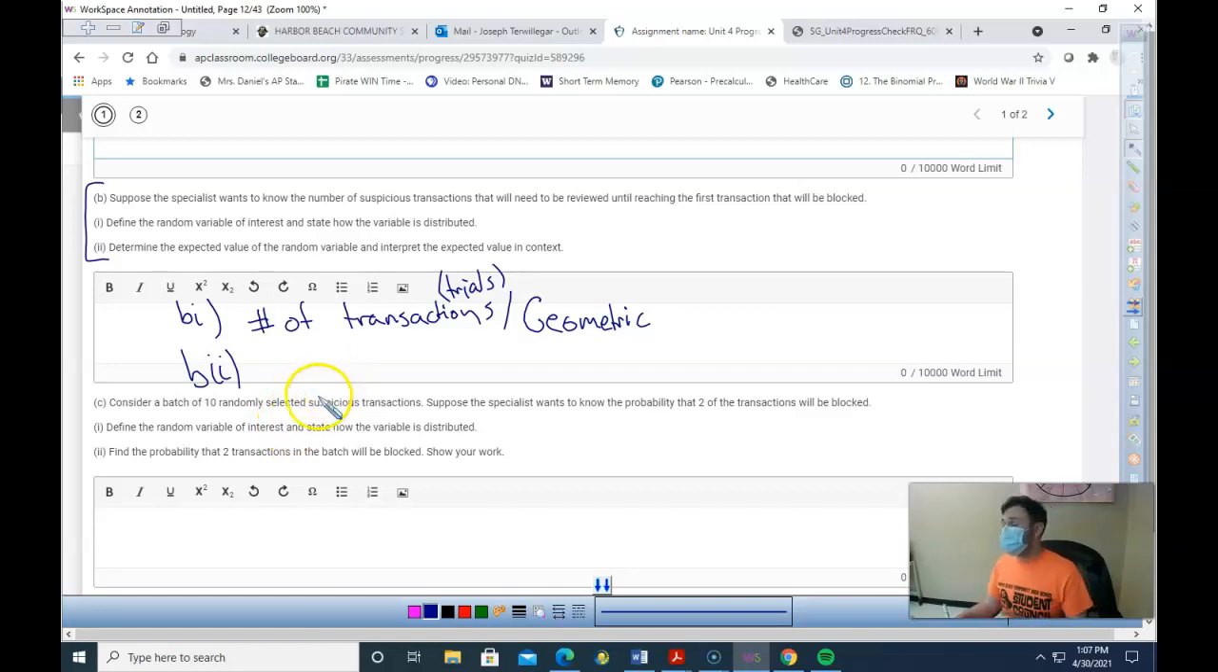Now, expected value. Don't forget, this is on your formula sheet. Geometric expected value is on your formula sheet. And it is 1 over P. 1 over the probability. For this one it's 1 over 0.4. So it's 2.5. Now, we need to interpret in context. So, to do so, you would say, on a given day, we would expect the number of trials or the number of reviews until one is blocked to be 2.5. The big thing here is we expect the number of reviews, and that would be how many until we hit one that gets blocked.